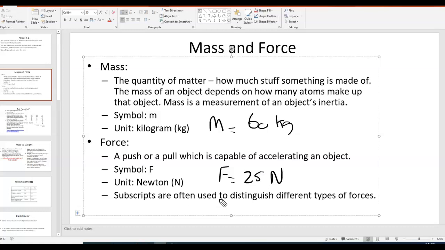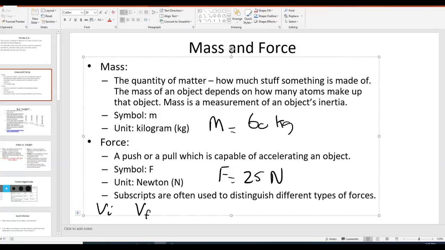Subscripts are often used to distinguish different types of forces, and we'll talk about that in the next video. Because there's more than one type of force, we use subscripts to denote different types of forces. And we've kind of seen subscripts before when we talked about velocity. We had v_i and v_final for initial velocity and final velocity. That's these little letters down here. That's what's called a subscript. We do something similar for forces. Okay, but again, we'll get to that in the next video.